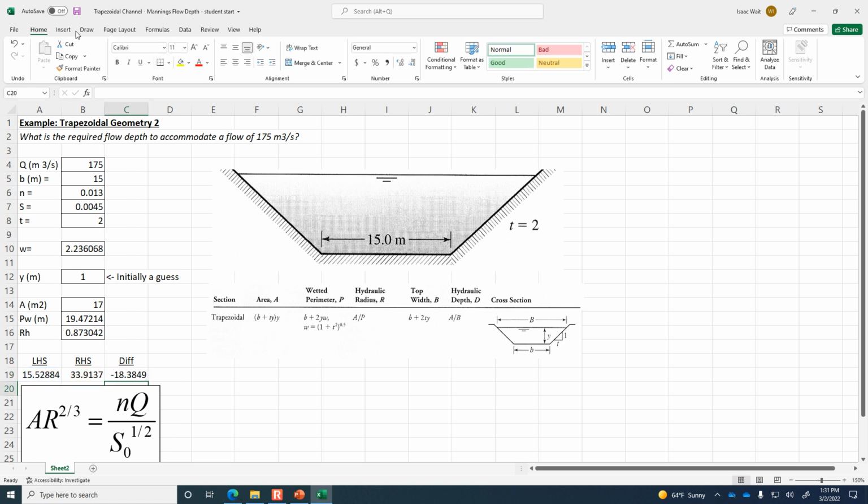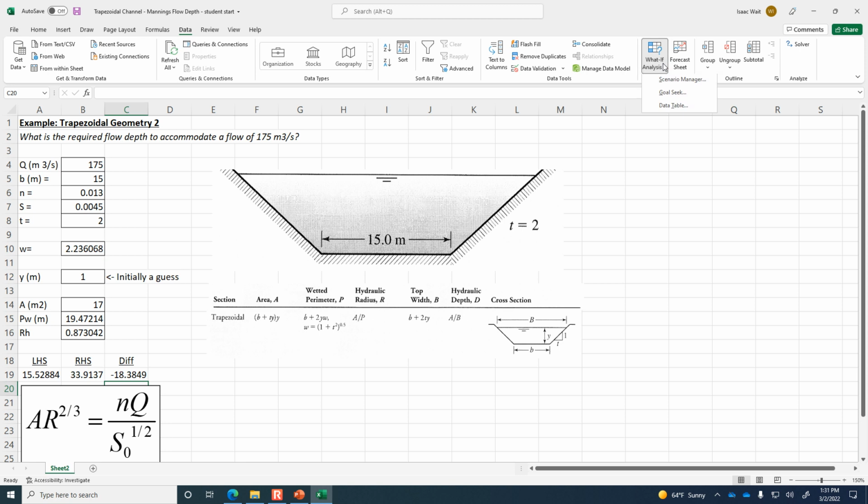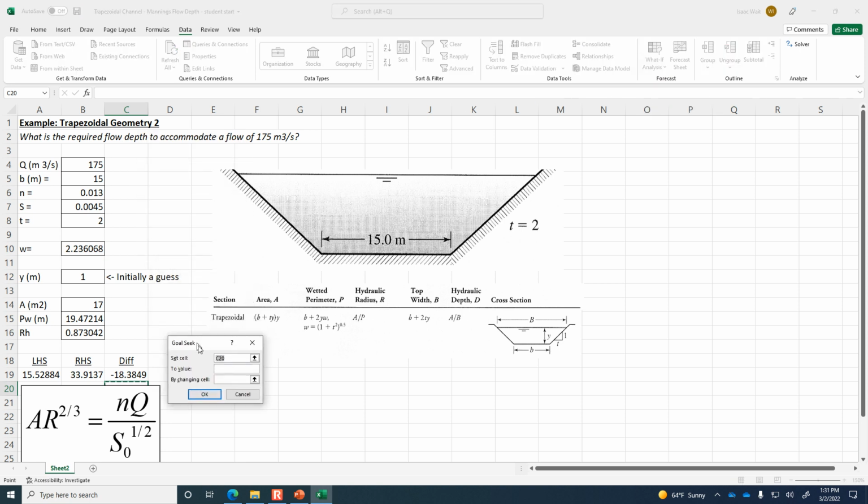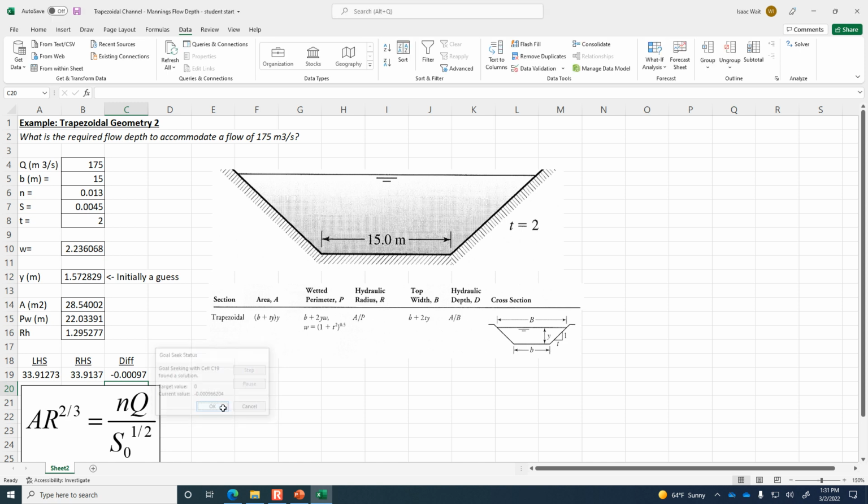All right, so here in the Data tab, What If Analysis, Goal Seek, our goal is that we want the difference to be 0 by changing the depth. So we have this initial guess, and we're giving Excel permission to keep changing the value that's in cell B12 until the difference between the left-hand side and the right-hand side is 0. So when I click OK, in just a blink of an eye, it'll go through, try a bunch of different depths, and then this is suggesting that the depth should be 1.57 meters to give us the flow rate that we need.